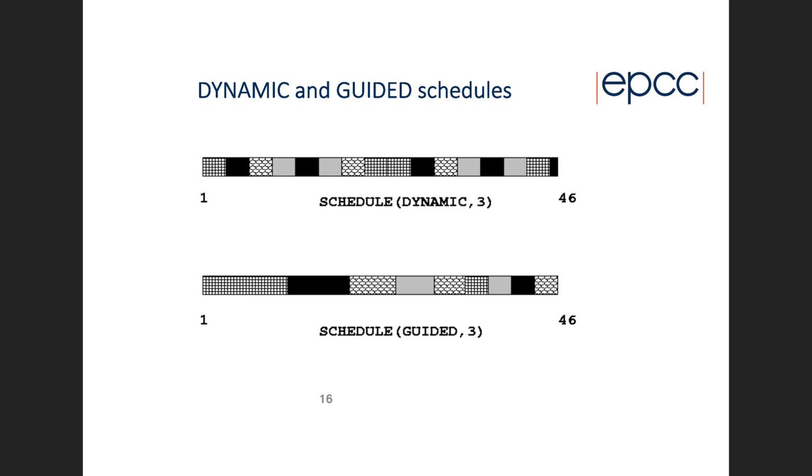In older versions of OpenMP, the implementation really had to start at the beginning of the loop and assign chunks in order. That restriction has now been relaxed. So in fact, it's allowable for implementations to start assigning chunks from wherever they like. It doesn't necessarily have to start at the beginning. Threads can start anywhere they like, and then pick up chunks from other parts of the iteration space as they go along.